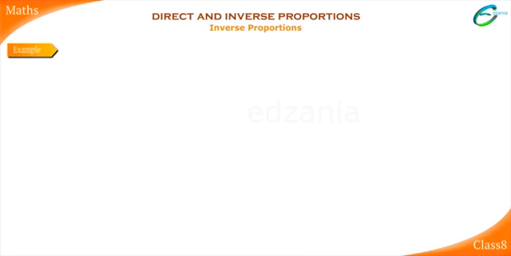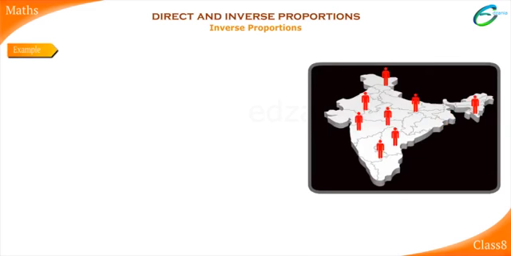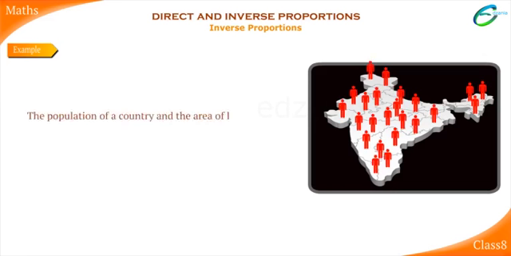Now let us consider the example of the population of a country and the area of land per person. As the population increases, the area of land per person decreases. So the population and the area of land per person are in inverse proportion.